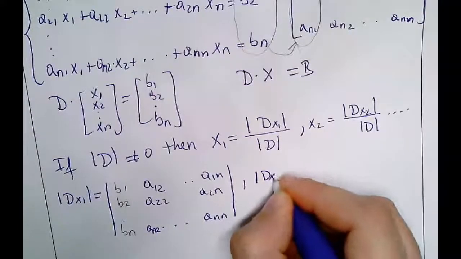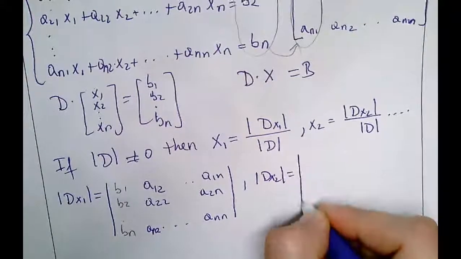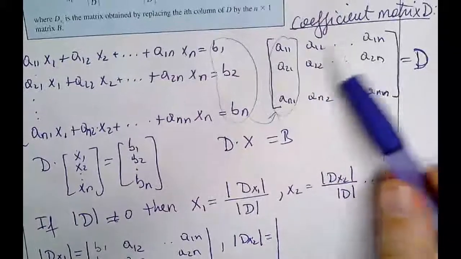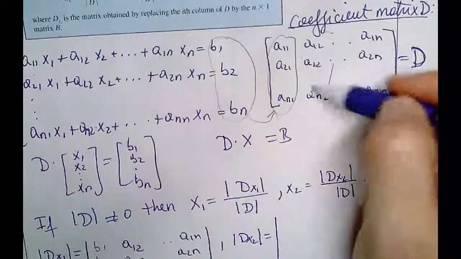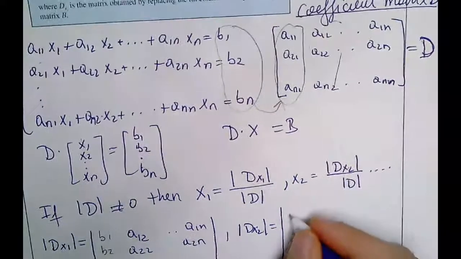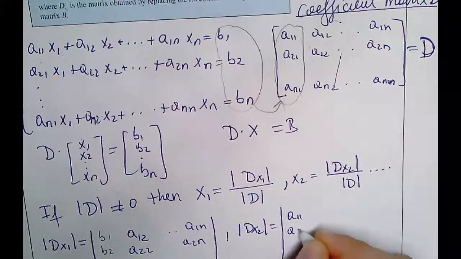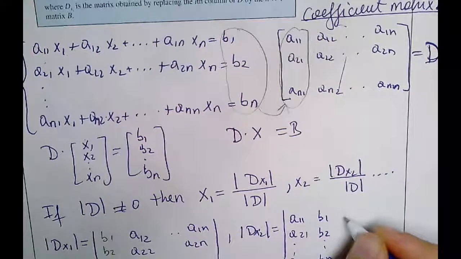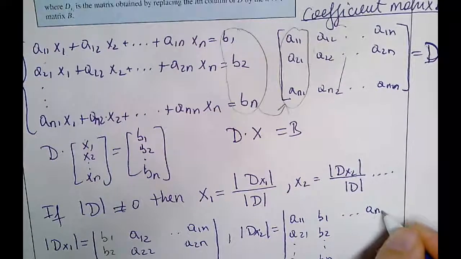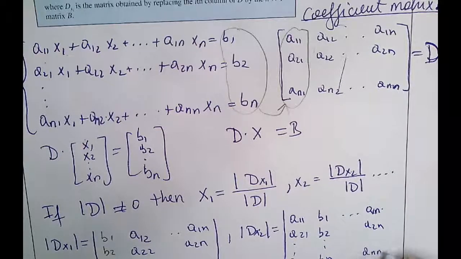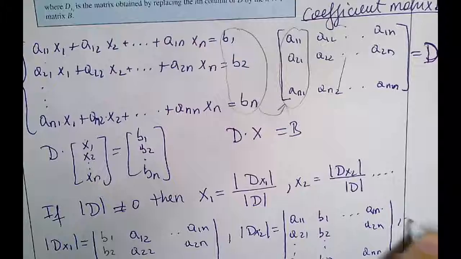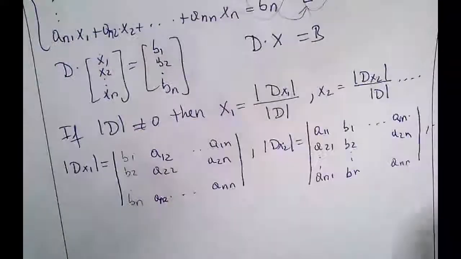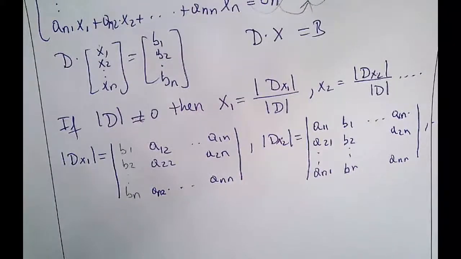The determinant Dx2 is going to be the same as the coefficient matrix, but instead of column 2, you're going to have the b's. So the first column stays the same, but column 2 becomes b1, b2, and bn, and then the rest stays the same. And then x3, x4, and so on will be the same thing.